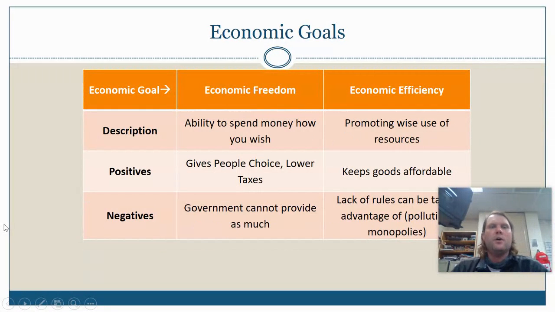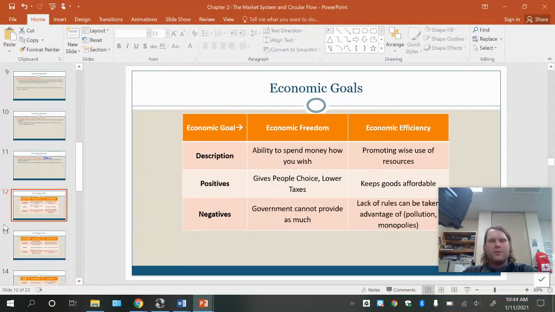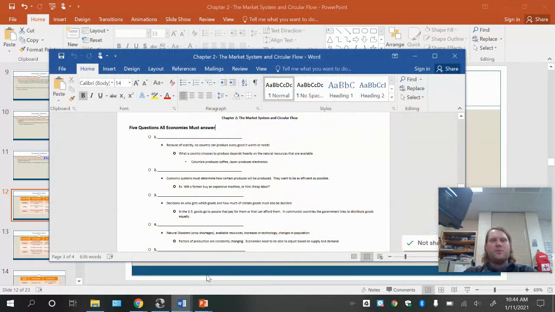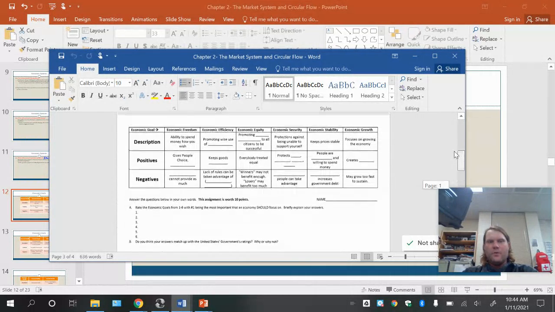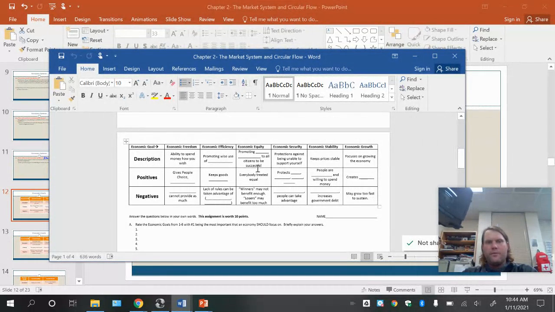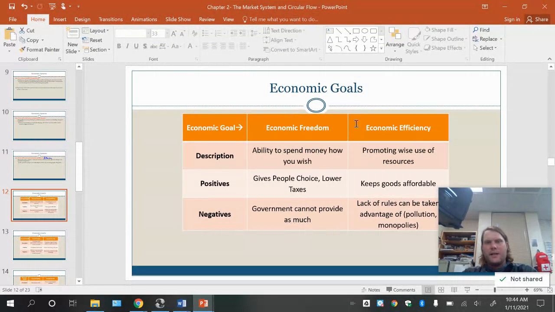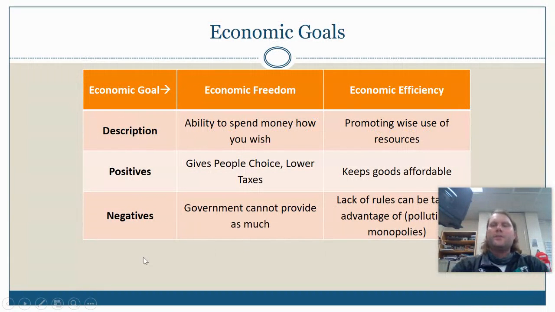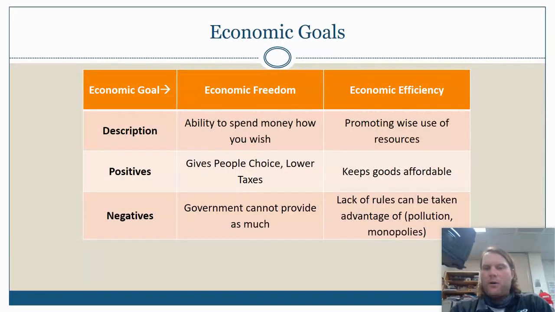Moving on to the economic goals, make sure that you know where you're writing these. Each economy can focus on a few different things. Your economic goals are that you're going to fill in this table right here. It's set up just like what you see on the screen. We're starting on the left and going to the right. These are things that people are going to value.